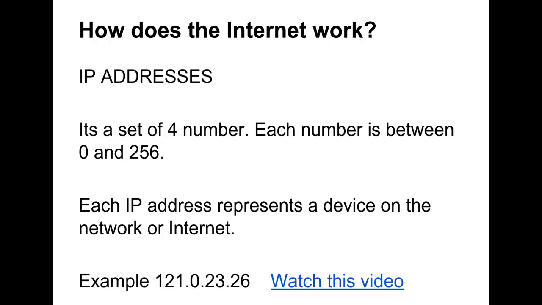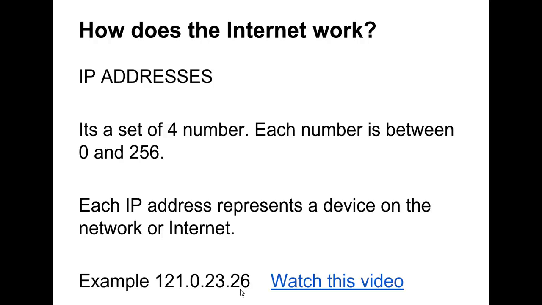Also, every device that's connected to the internet has an IP address. It's a set of 4 numbers. Each number is between 0 and 256. Each IP address represents a device on the network or on the internet. For example, here's one. 121.0.23.26. If you want to, you can see whatever device you have, what IP address it currently has.